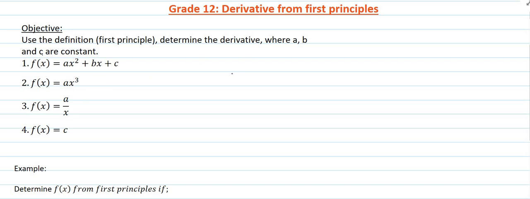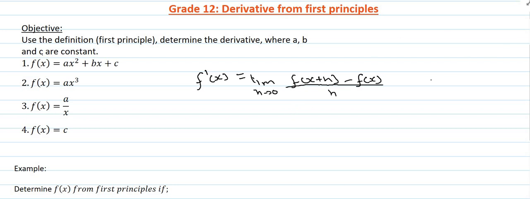So the derivative from the first principle is given by the formula f prime of x is given by the limit as h approaches 0, f of x plus h minus f of x, all divided by h. This is our definition of the first principle.